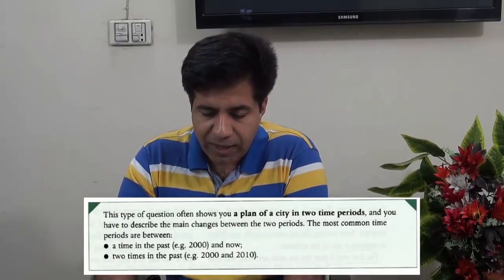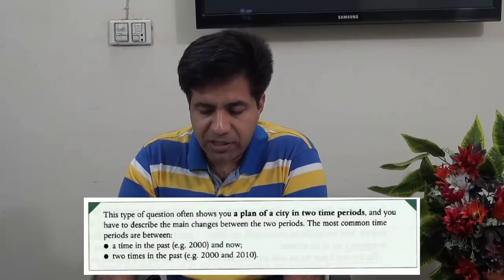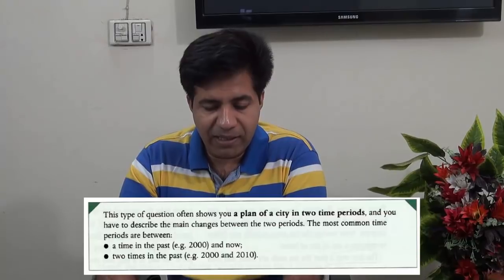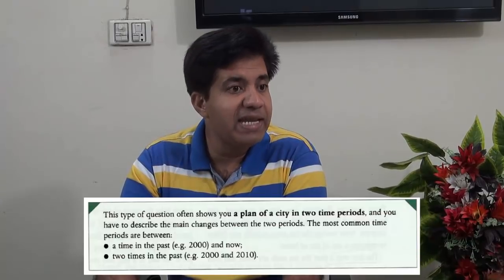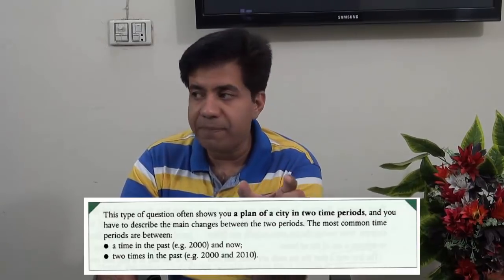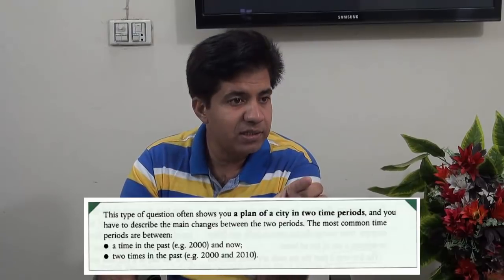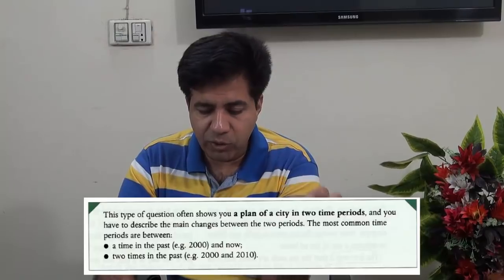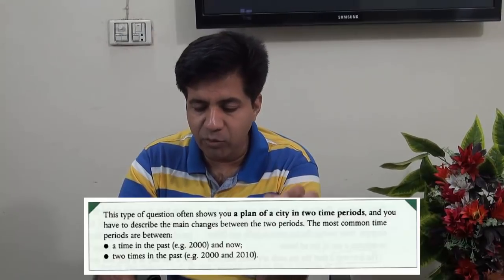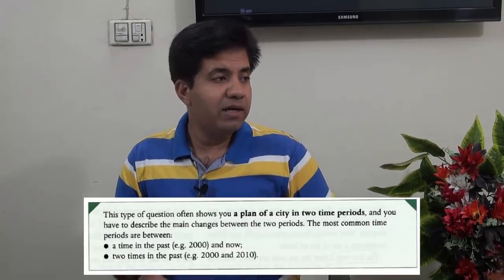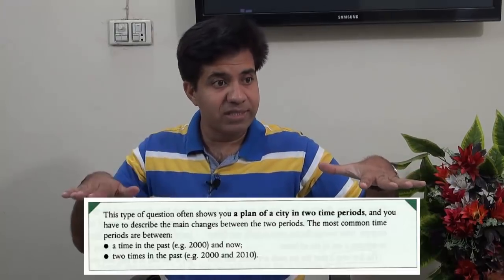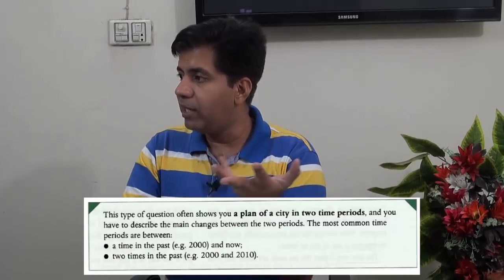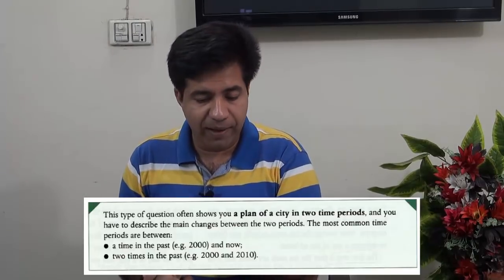So you have to describe the main changes between the two periods. The most common time periods are a time in the past, for example 2000, and now. So the most important time periods are past and present. And it can be two times in the past, for example 2000 and 2010. Either it is one time in the past and the present, or two times in the past. For example, 2001 and 2010 are both in the past tense.